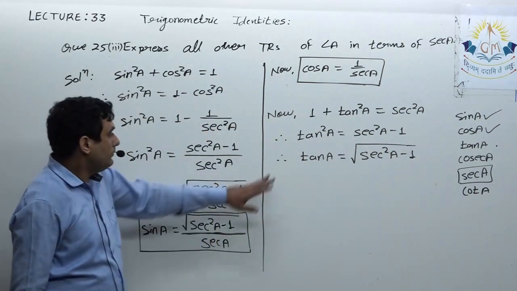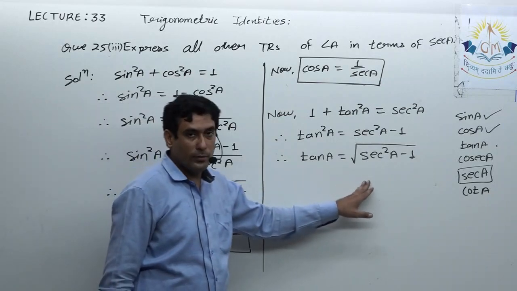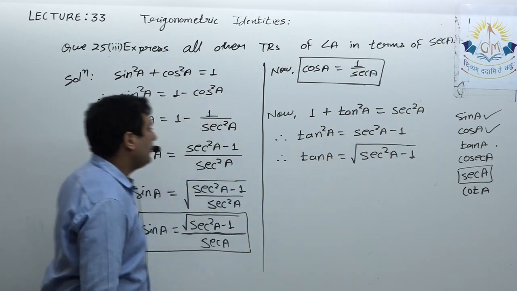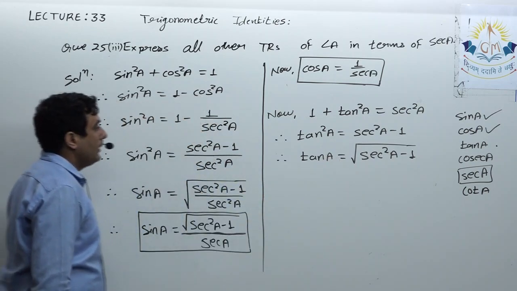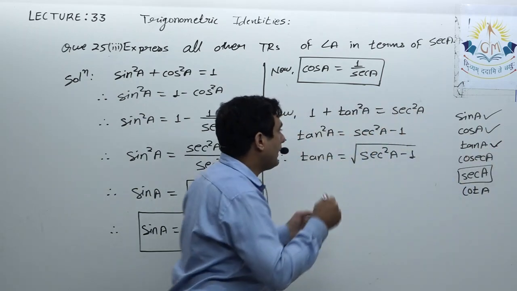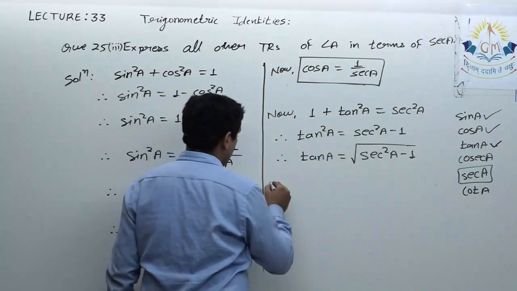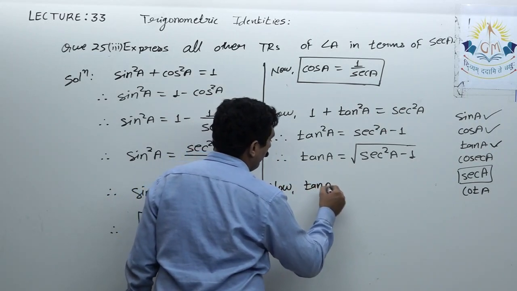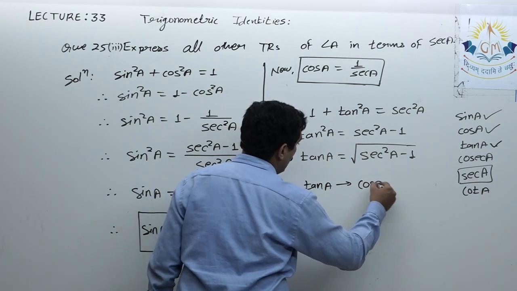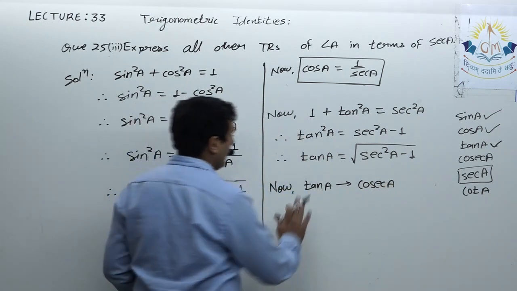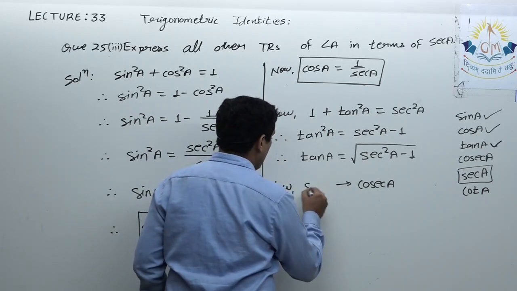Okay, so tan A is equal to root over sec square A minus 1. So this is also done. Now cosec and tan, we'll find a relation between tan and cosec if it is possible. Relation between not tan and cosec, between sec and cosec.